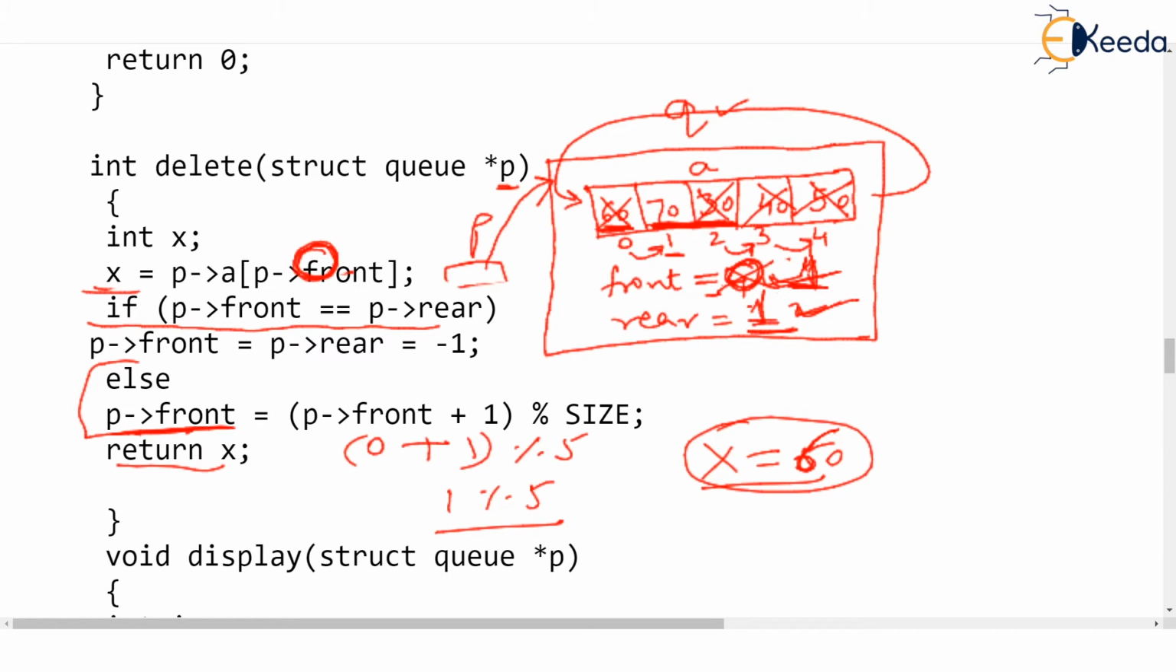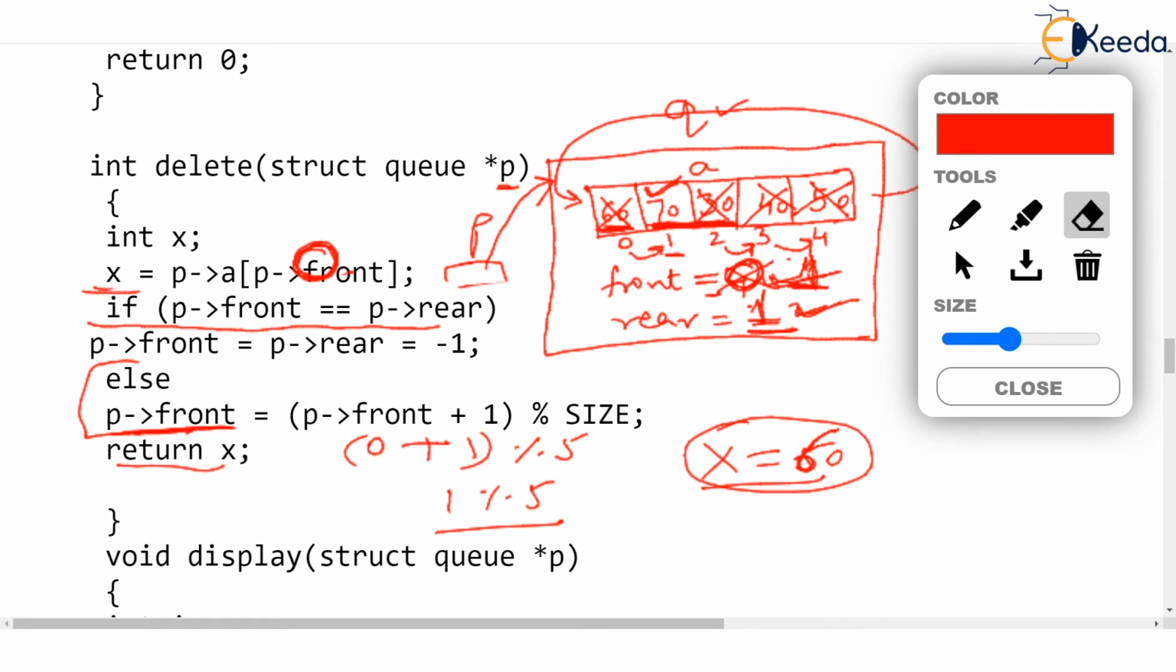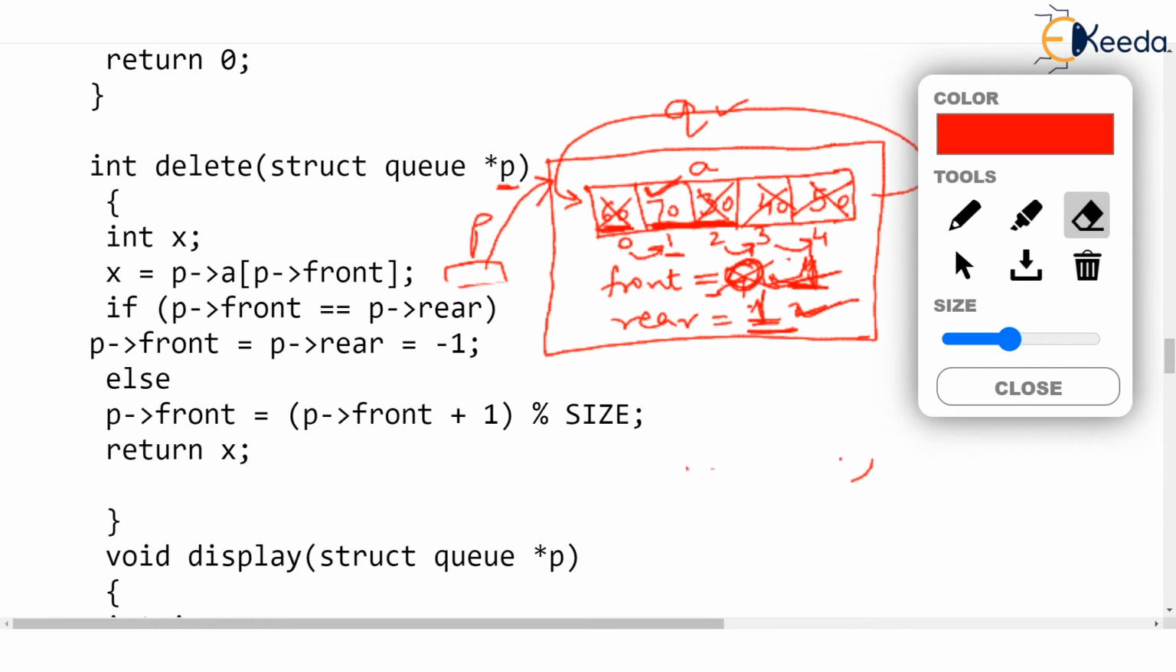What do you know about the queue now? There is only one element pending in the queue, which is 70. And what if you delete that also? If you delete 70 also, then nobody can become front, nobody will remain rear because the only element 70 is getting deleted. Then you should make both front and rear minus 1 to indicate that now the queue is empty. Isn't it so? So let's execute delete to delete that only element pending.